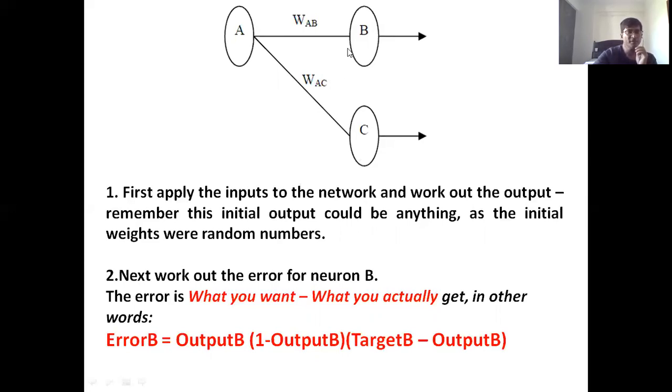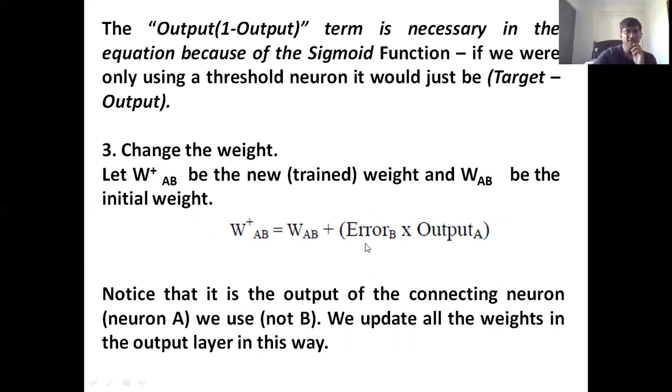So in order to update this weight, we have to add the previous weight plus the error at B multiplied by the output at A. So you have to remember this formula, right? In the same case, in order to update WAC, WAC new would be equal to WAC old, that is the previous weight, plus the error at C multiplied by the output at A, right? I hope that is clear. The formula is pretty simple. So this is the formula that we would be using for each and every weight.